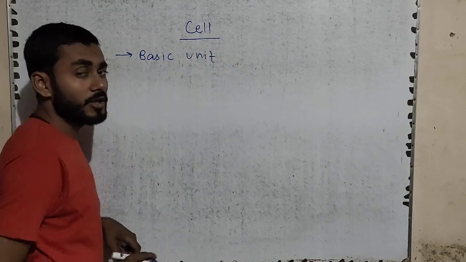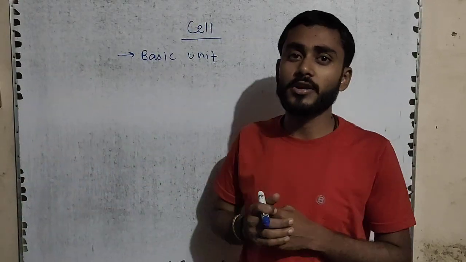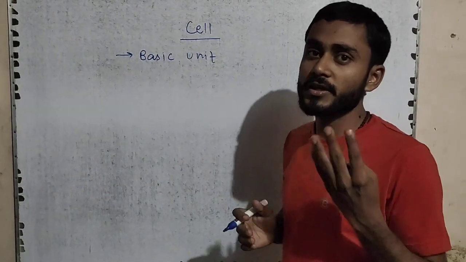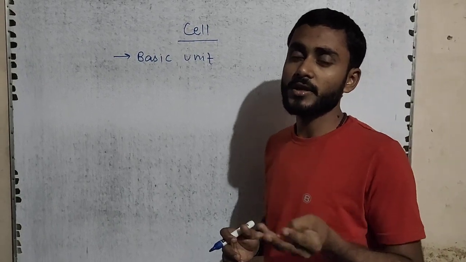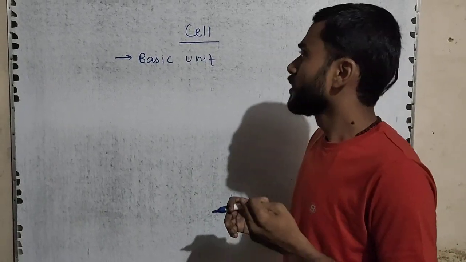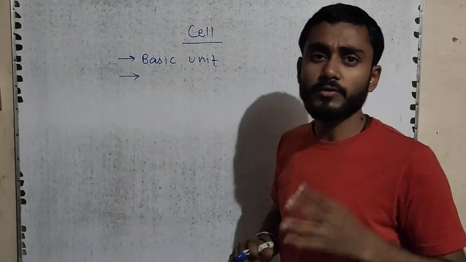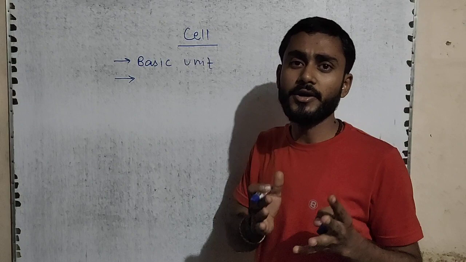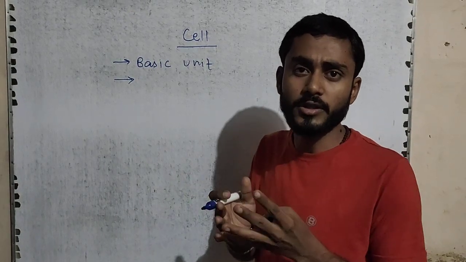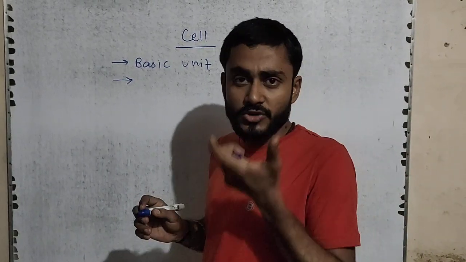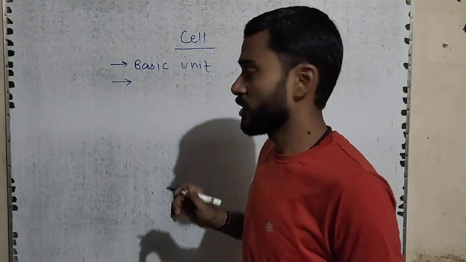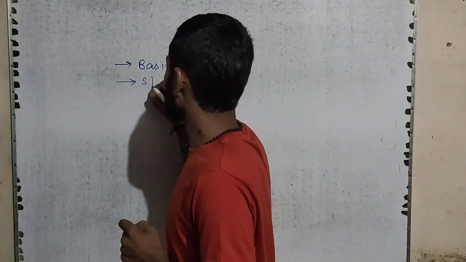The next point: the cell is also called a structural and functional unit. The question arises here: why do we call the cell a structural and functional unit? The cell is called a structural unit because the body structure of all living organisms, either plants, fungi, animals, or microorganisms, is made up of cells. That's why we call the cell a structural unit.